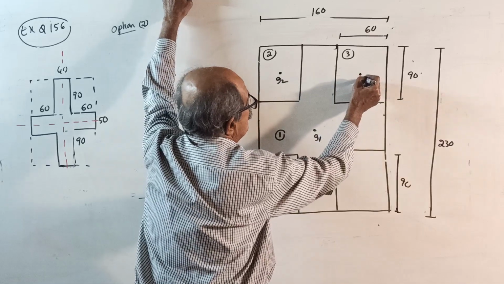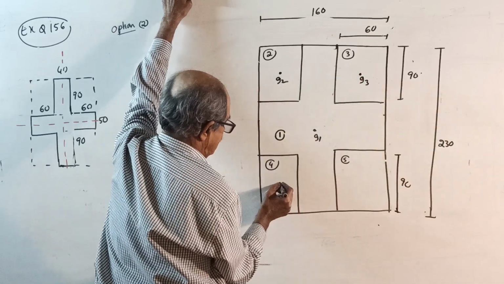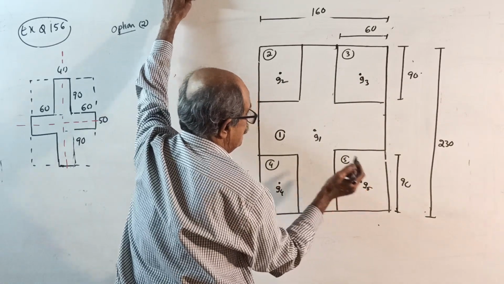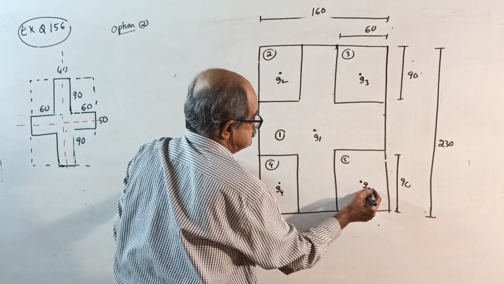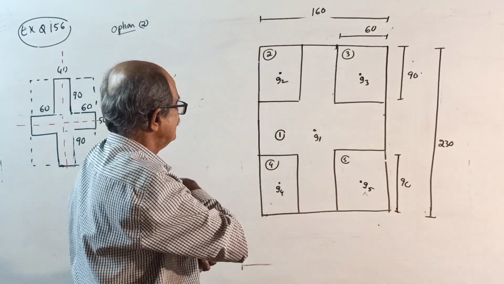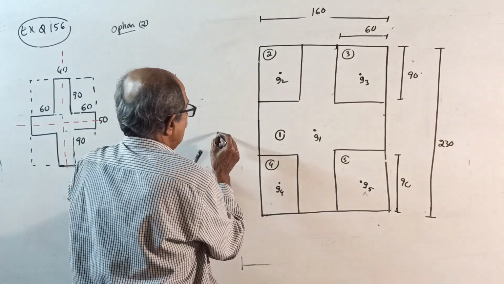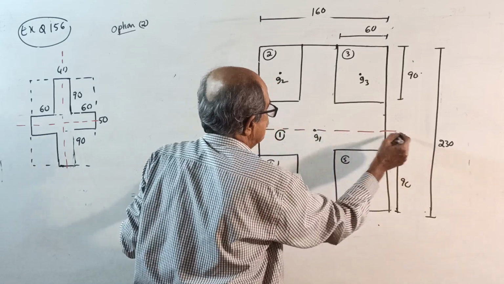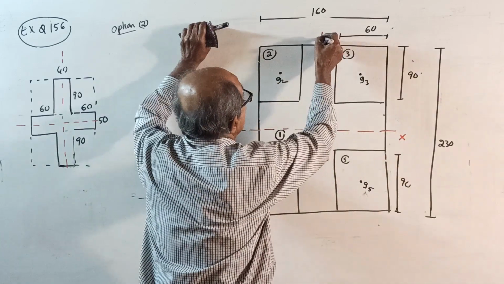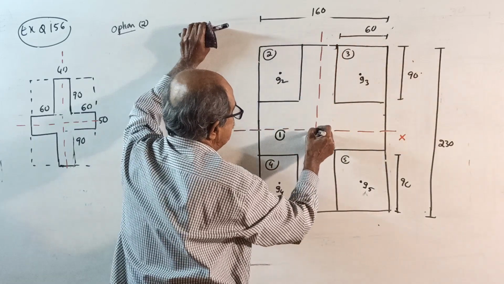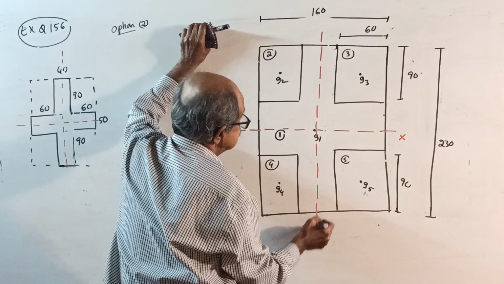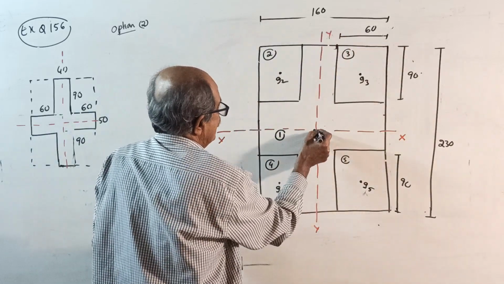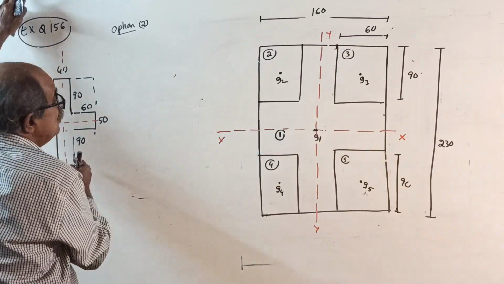Now G2, G3, G4 and G5. Start. Mark the axis. As usual, I told you, XX will come here and YY will come here, passing through the centroid. This is G1, a little tilted. Now calculate. This I will remove now.